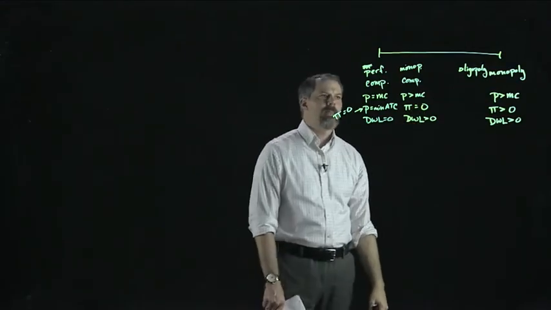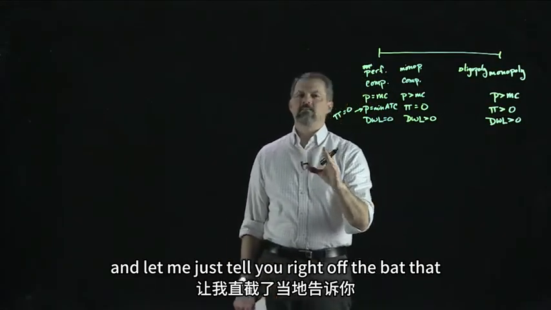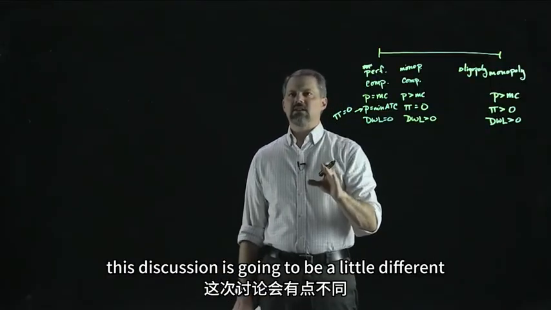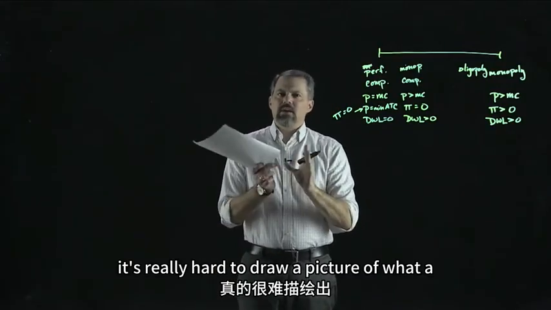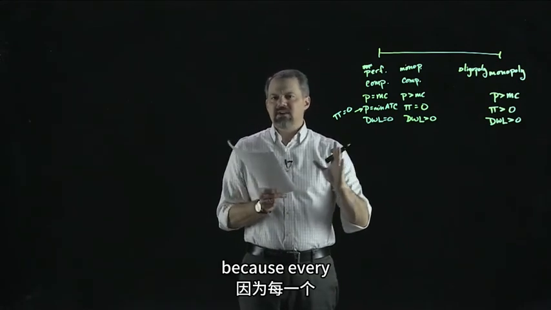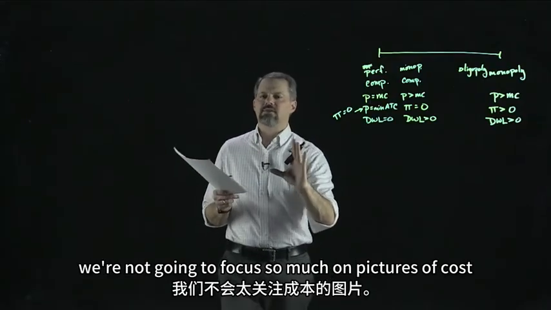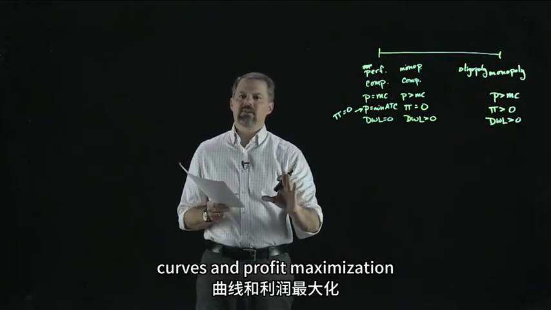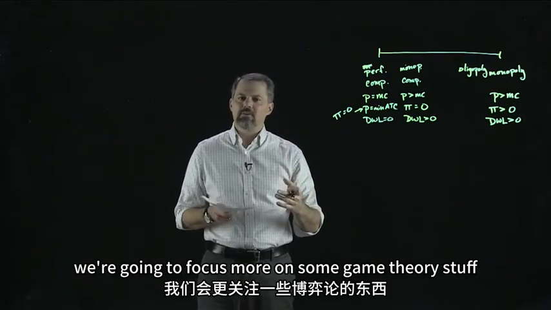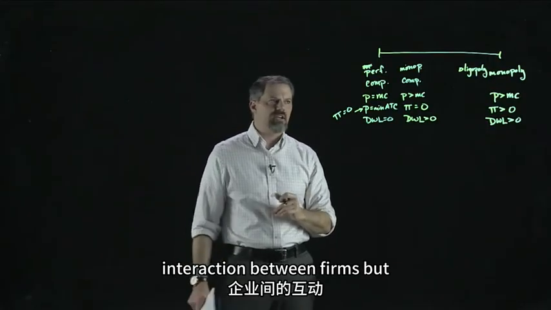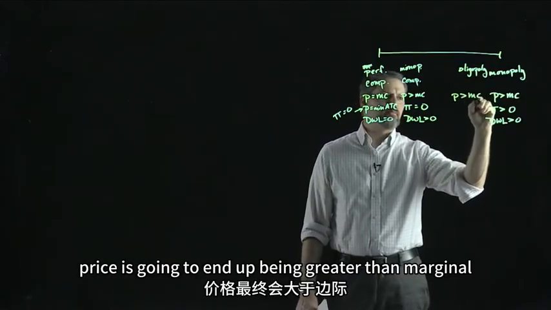Now we're going to talk about oligopoly, and let me just tell you right off the bat that this discussion is going to be a little different than the discussions we've already had, in the sense that it's really hard to draw a picture of what an oligopoly looks like, because every different oligopoly is going to look a little different. So we're not going to focus so much on pictures of cost curves and profit maximization, although those firms will be doing that. We're going to focus more on some game theory stuff, and we're going to think about strategic interaction between firms. But we can say that with oligopoly, price is going to end up being greater than marginal cost.